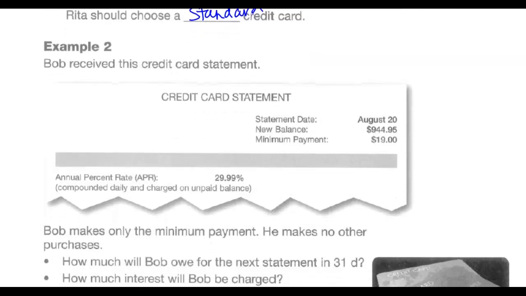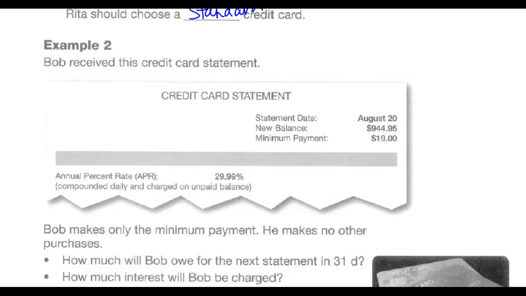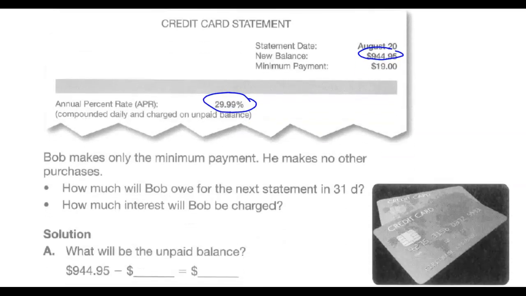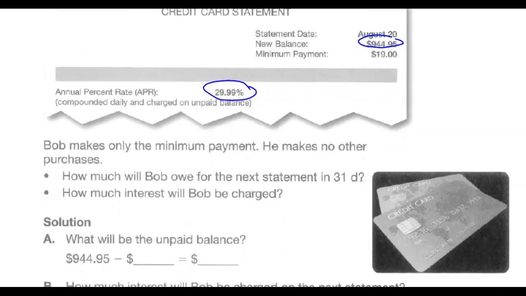All right, then you get the statement. So Bob receives his credit card statement. So new balance is $944.95. This is where it tells you the minimum payment. So if you didn't pay the minimum payment, then they're going to keep track, and that's where your credit rating, first time you miss it, is going to go down. And so then it'll be harder to get a higher limit, buy other things, etc. So here's the annual percentage rate. It's terrible. It's almost 30%. So that's why you don't want to carry a balance if you can at all avoid it.